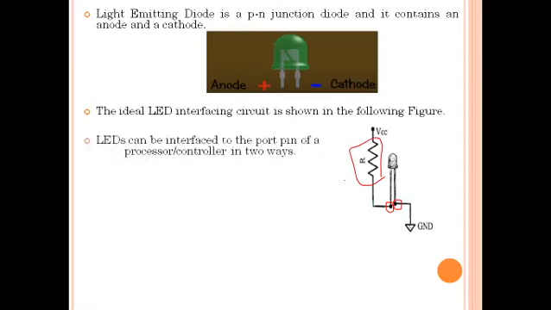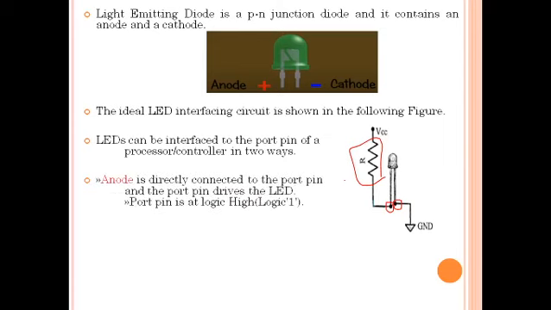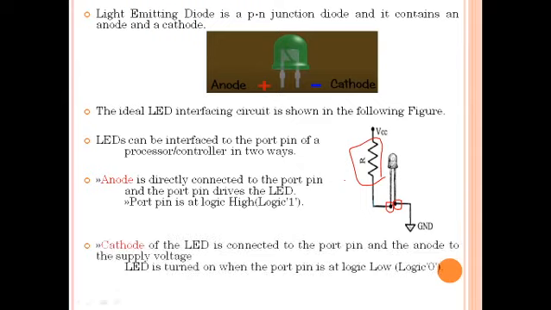Now, LEDs can be interfaced to the port pin of a processor or a controller in two ways. The first way is the anode is directly connected to the port pin of the processor or controller, and the port pin drives the LED here. The port pin is at logic 1, that is logic high here. And the second way, the cathode of the LED is connected to the port pin and the anode to the supply voltage. So the LED is turned on when the port pin is at logic 0 or logic low here.